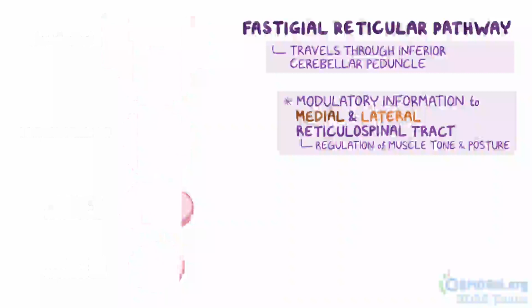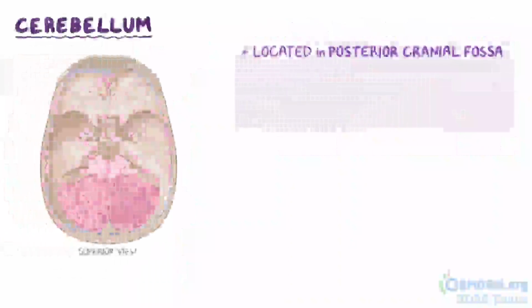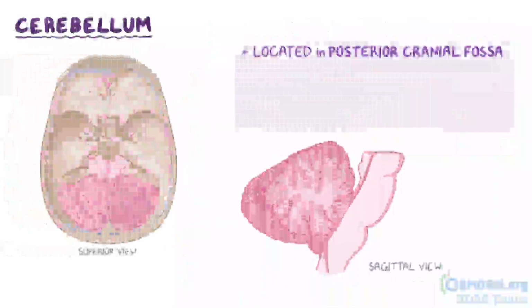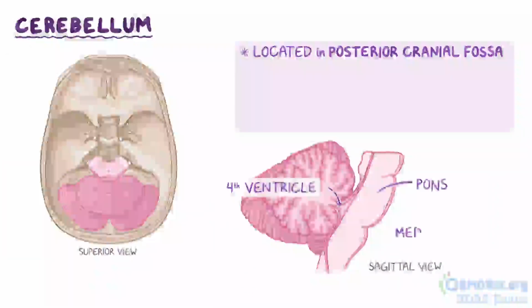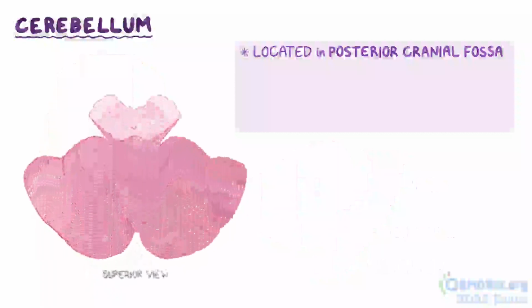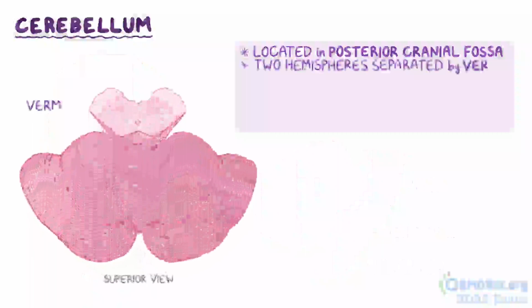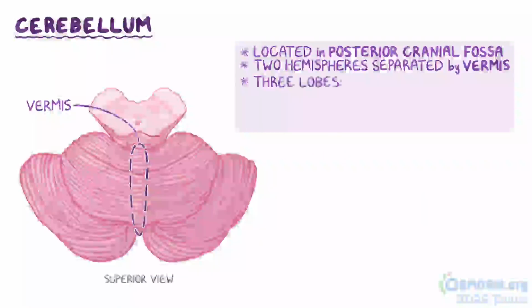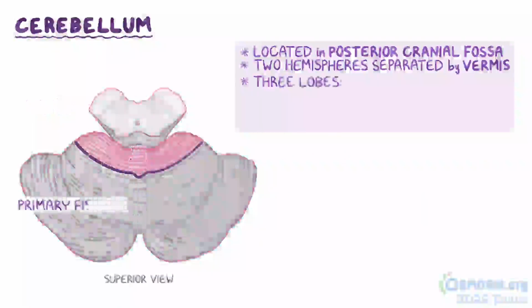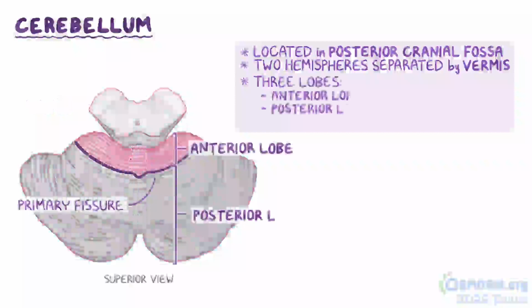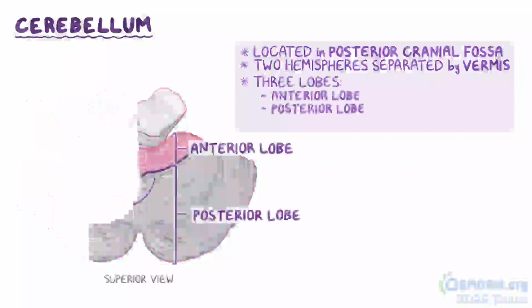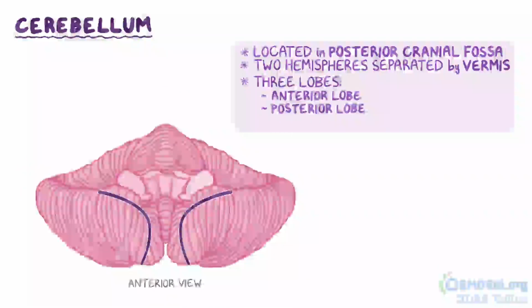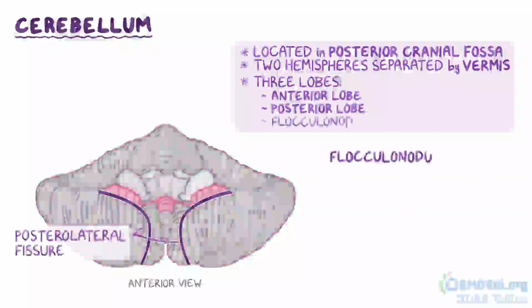Alright, as a quick recap. The cerebellum is located in the posterior cranial fossa, below the occipital and temporal lobes, and ventral to it is the fourth ventricle, pons, and medulla oblongata. It has two hemispheres which are connected by the vermis and is divided into 3 lobes. The primary fissure divides the anterior and posterior lobes, while the posterolateral fissure separates the posterior lobe from the flocculonodular lobe.